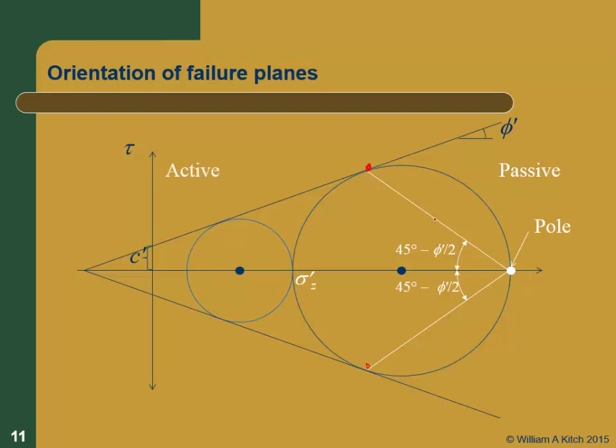And on the active side, sigma x is less than sigma z. My pole point is now on the other side of the circle, right? And these are my failure points, and my failure surfaces are at 45 plus phi over 2. So these are my failure planes. In the passive case, they're at 45 minus phi over 2, and in the active case, they're at 45 plus phi over 2.